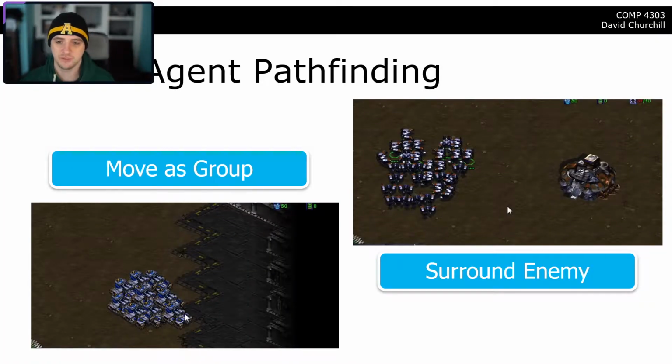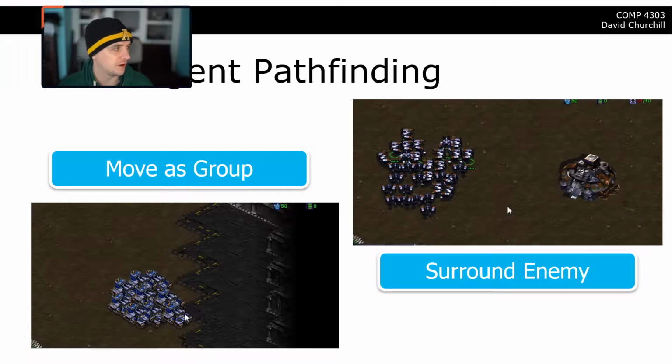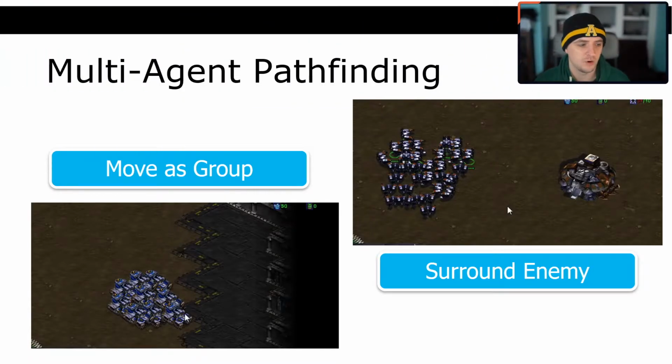We also have problems where we could have multi-agent pathfinding. So those two examples were just single-agent pathfinding, where you're trying to take one agent from a start to a goal. But we could also have a bunch of different agents. So I've put in two different problems here. One I'm calling move as group, and the other one surround enemy. So these are examples from StarCraft Brood War, and if you've played StarCraft Brood War, some of the pathfinding was notoriously not great.